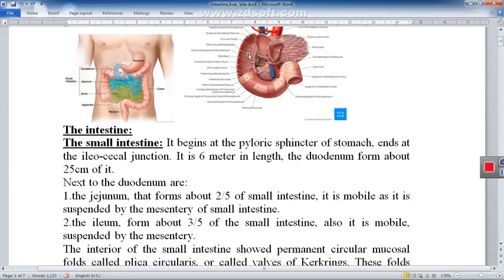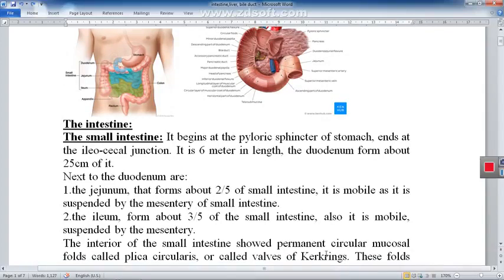The inside, the mucosa of the small intestine, shows circular folds that are called plica circularis, or valves of Kerckring. These circular folds begin in the second part of the duodenum. They are not seen in the first part of the duodenum. You can see that the first part of the duodenum has smooth mucosa with no circular folds of plica circularis.